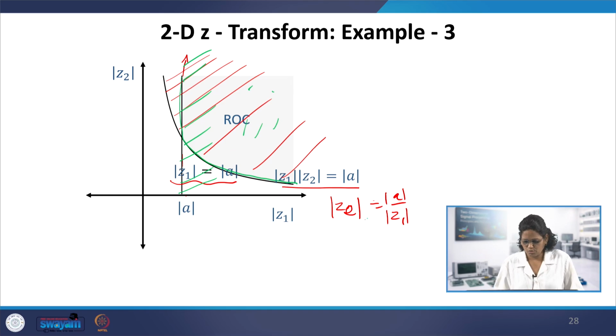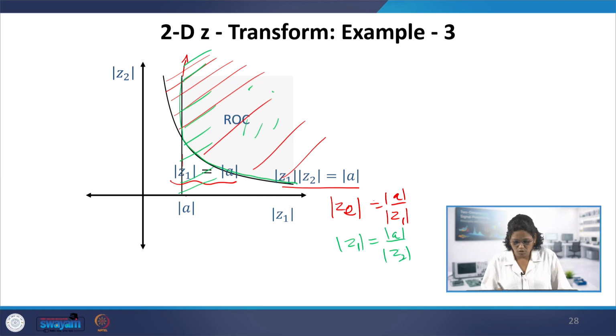So this can also be represented as z1 equal to a by z2. Both are equally valid in this case. But these two are inversely proportional. So that's why we get the curve in the z1 z2 plane. We get that ROC as the curve which is greater than a. Okay, and this represents a line. So the ROC is this portion.